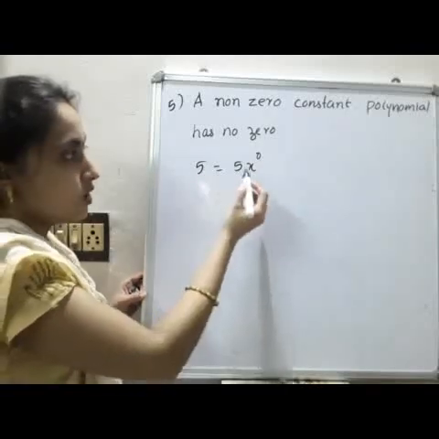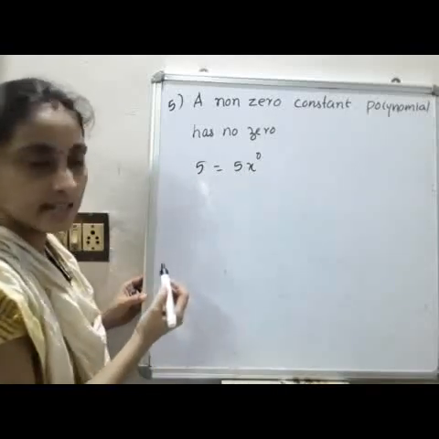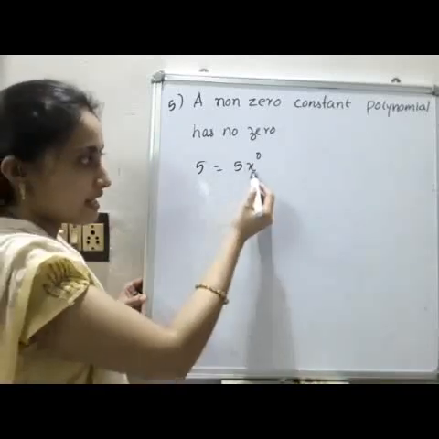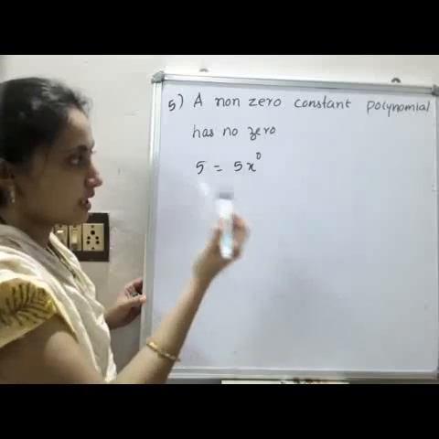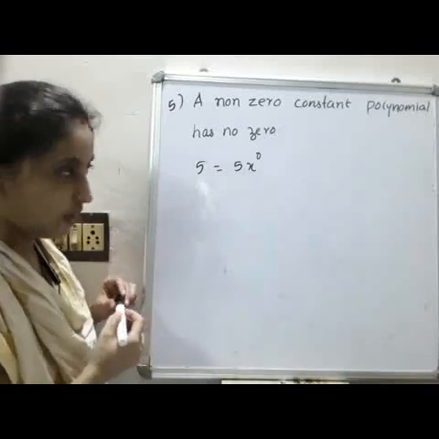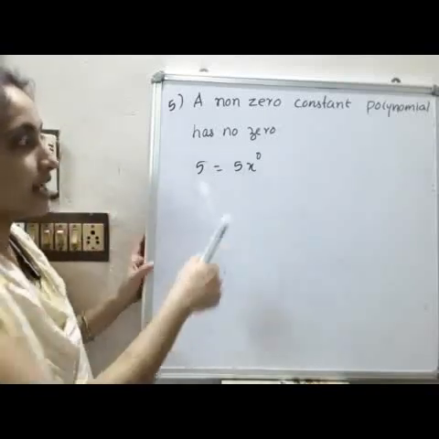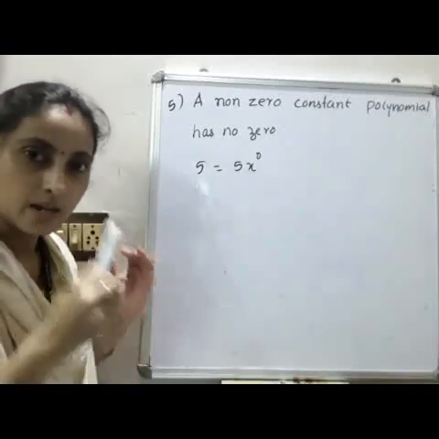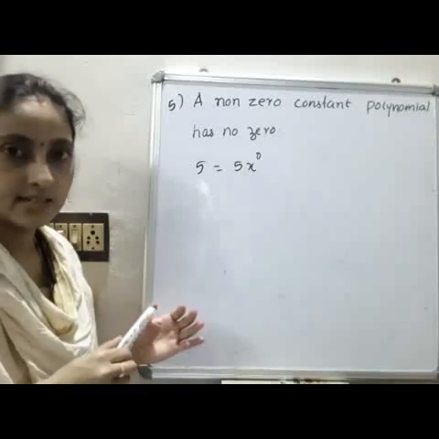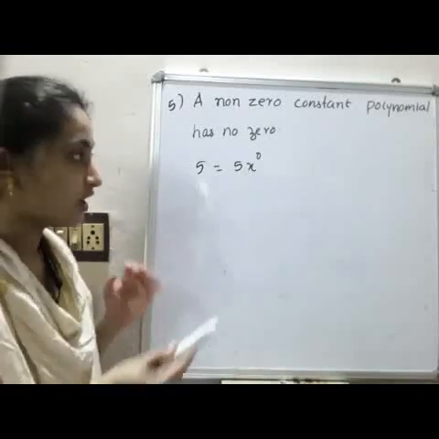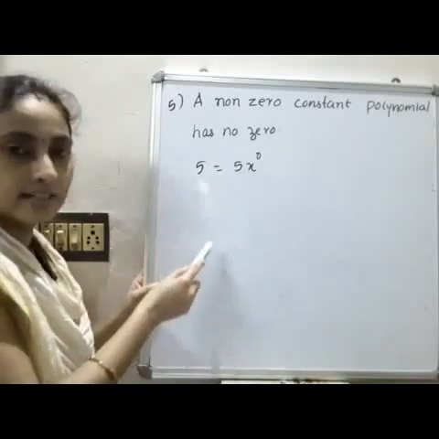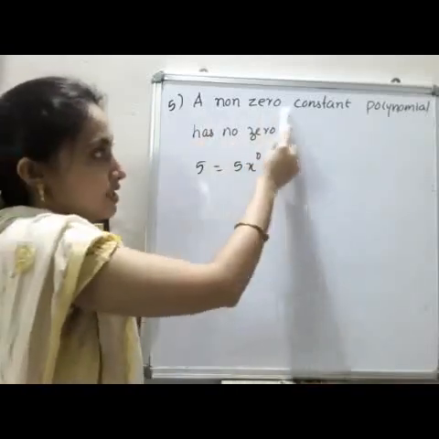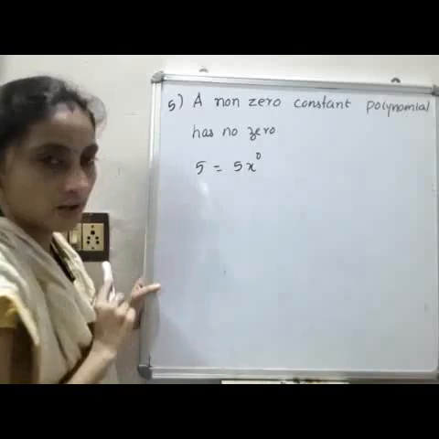So when we replace x by 1, what is the answer? 1 raised to 0, that is again 1. If we replace x by 2, 2 raised to 0 is again 1. So what can we say? The constant polynomial has no zeros. Whatever x may be, we don't get the zero of the polynomial. So a non-zero constant polynomial has no zeros.